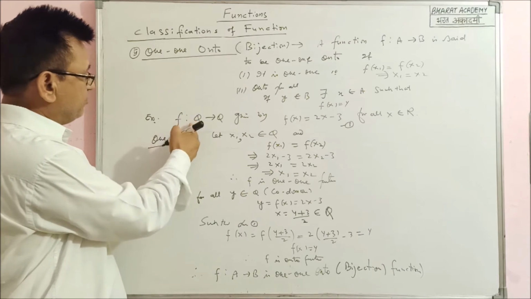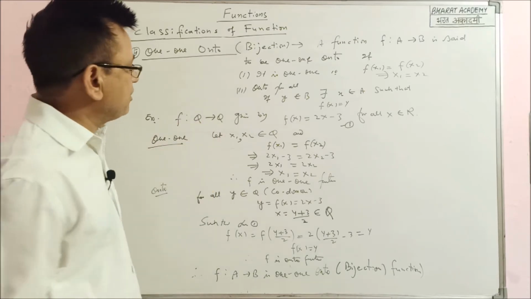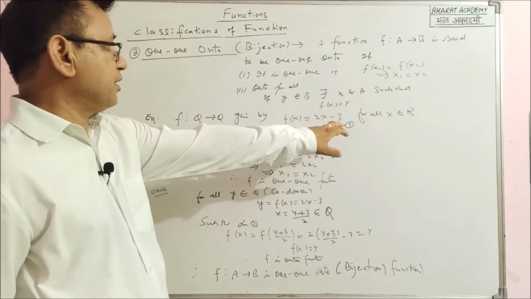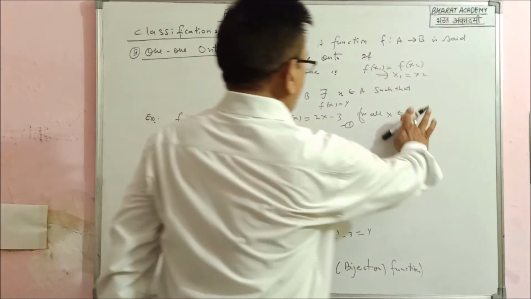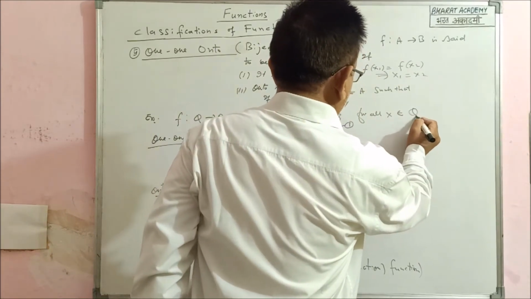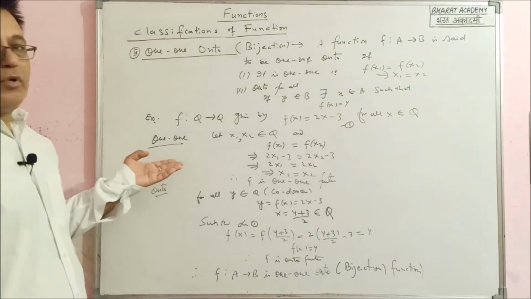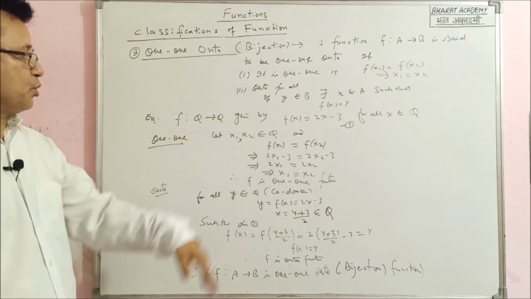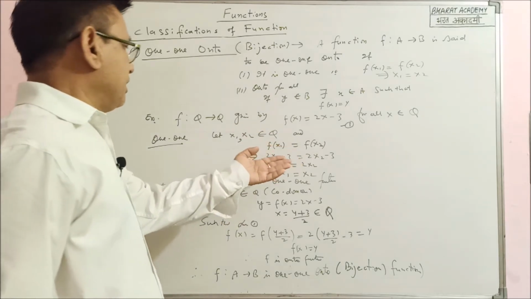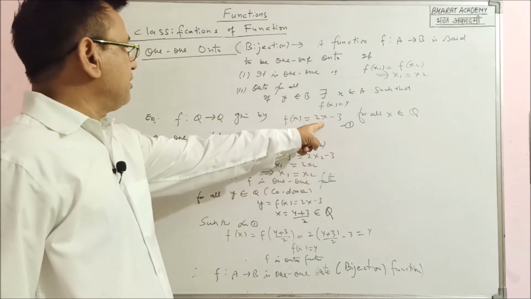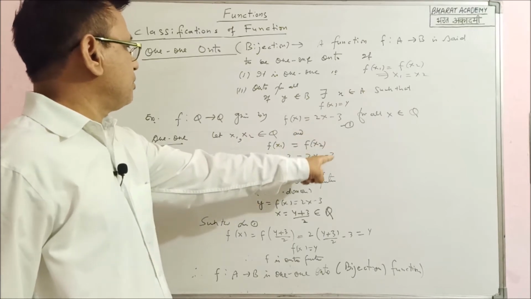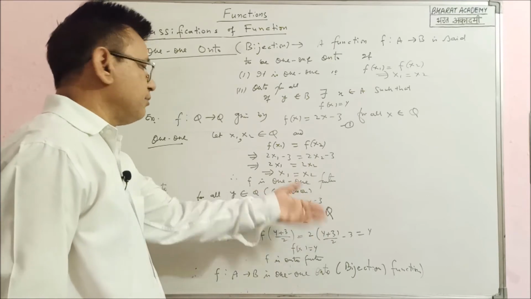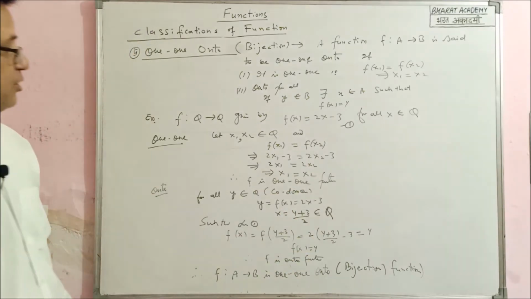f is a mapping from Q to Q, where Q is the set of rational numbers. It is defined like this: f(x) equal to 2x minus 3 for all x belonging to the set of rational numbers. For one-one, I have taken two elements x1 and x2 of the rational numbers Q. If f(x1) equal to f(x2), then by this definition 2x1 minus 3 equal to 2x2 minus 3. So 2x1 equal to 2x2, and x1 equal to x2. It means f is one-one.